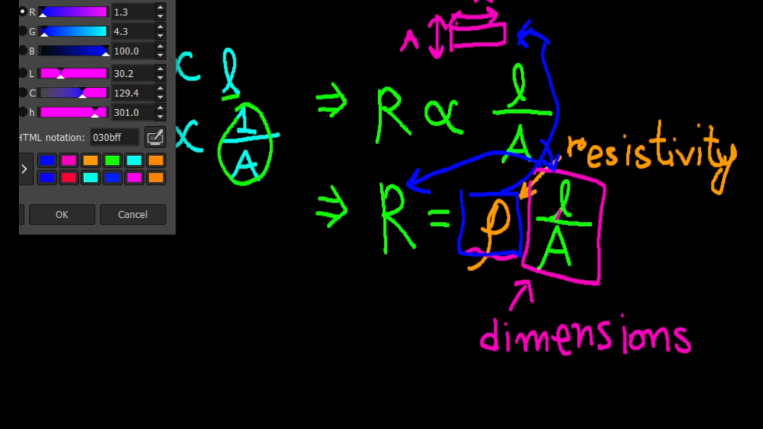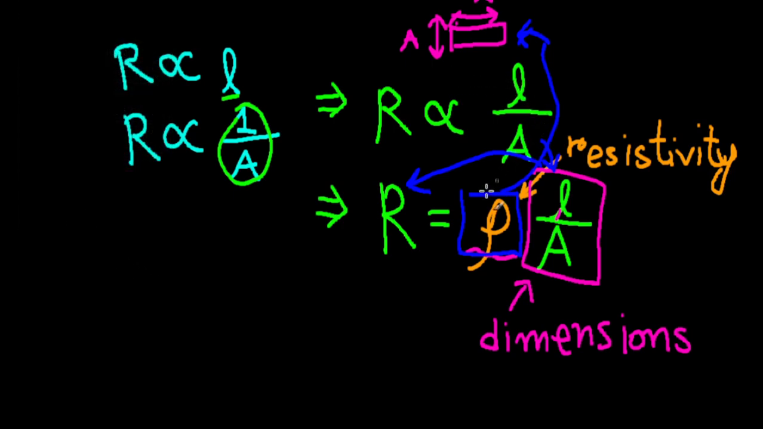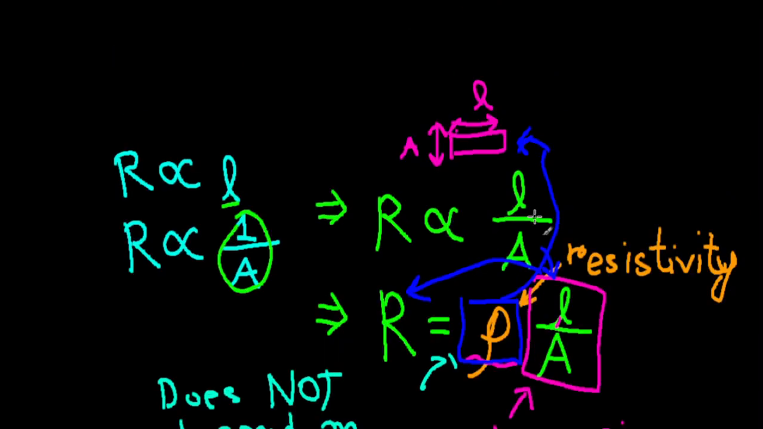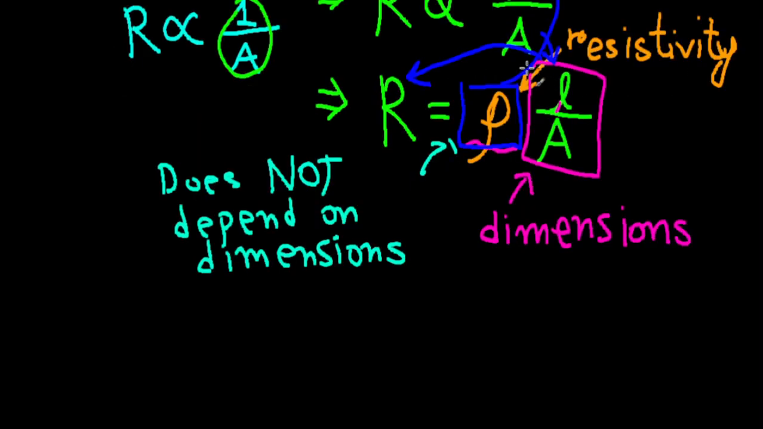Let me write that down. Resistivity, or rho, does not depend on the dimensions. It does depend on the temperature, but I think it's still pretty interesting that it does not depend on the dimensions of the material. You could say that this is, and yes, it is true, a property of the material itself, regardless of what shape it might have.